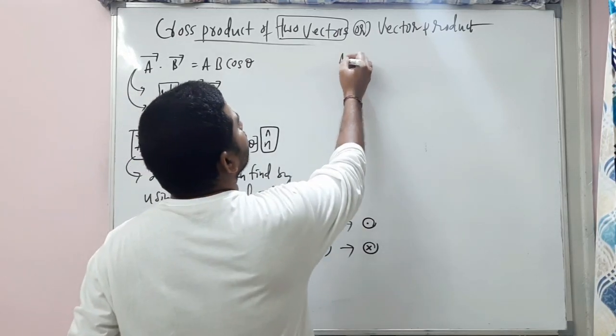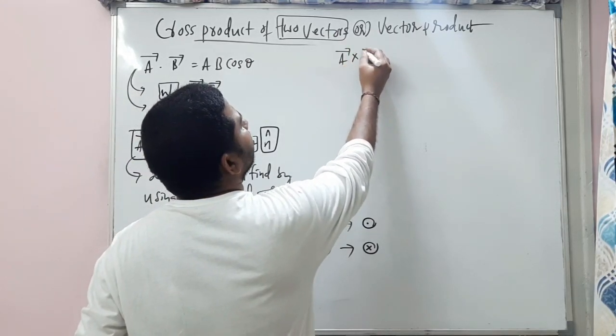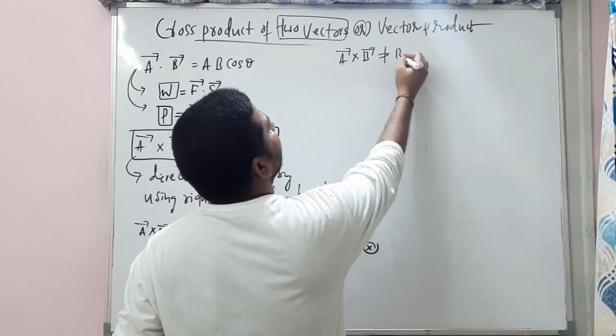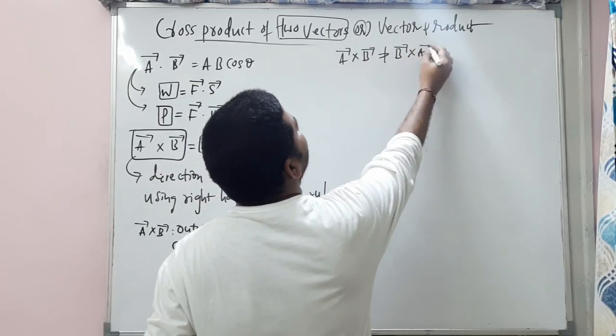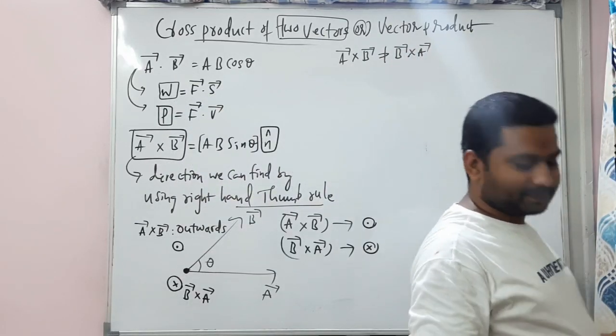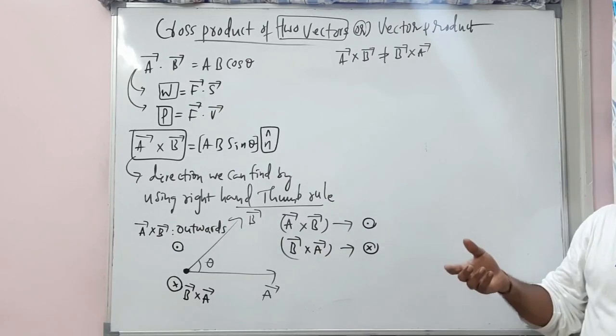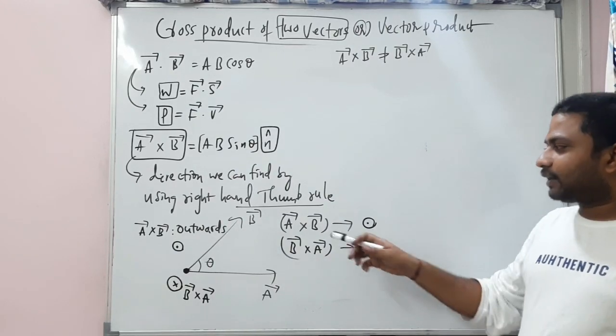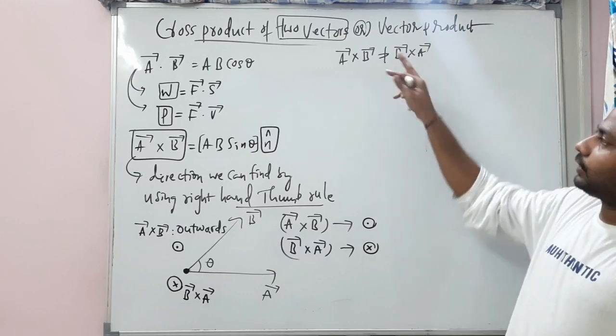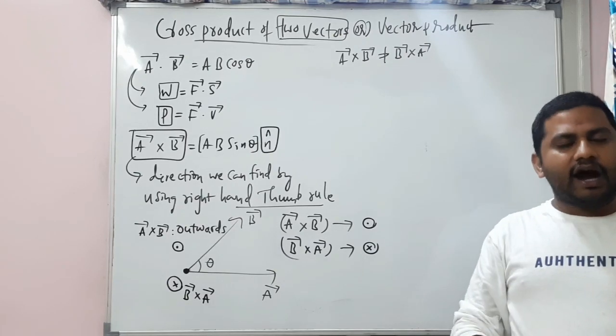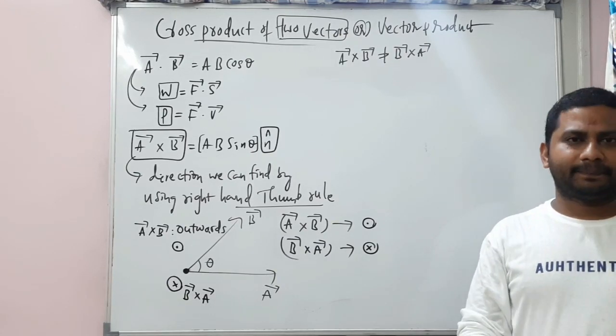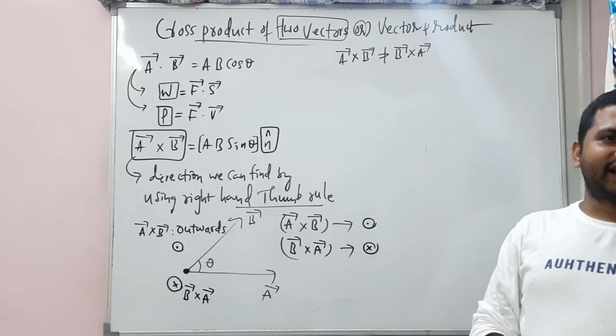What you should understand from here? From here you should understand an important point. A bar cross B bar is not at all equal to B bar cross A bar, students, because the direction is different. Understand? So A bar cross B bar and B bar cross A bar direction is different. Of course the magnitudes are same.